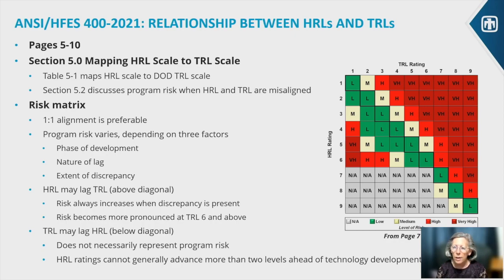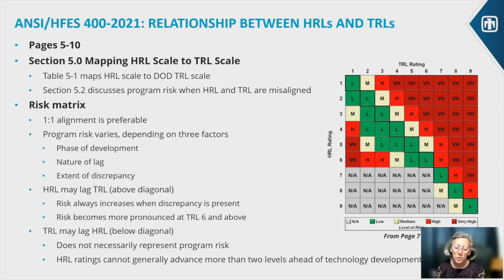So if the HRL lags the TRL, the risk becomes more pronounced at about TRL 6 and above. And then we asked ourselves, well, what about the opposite scenario? Could you have a case where the TRL lags the HRL? And the answer is yes. But it does not necessarily represent program risk.